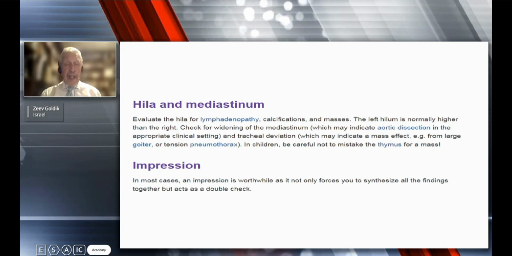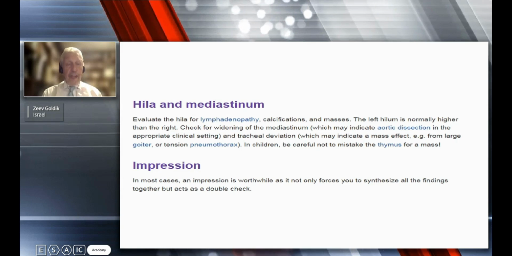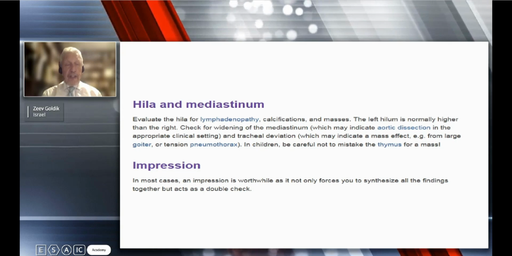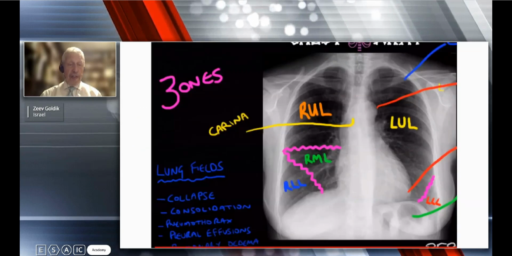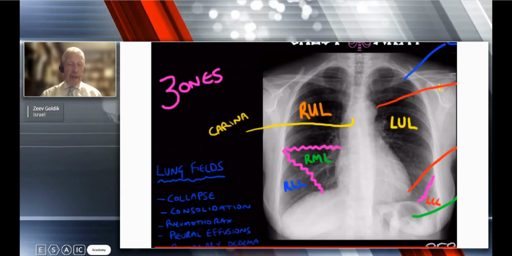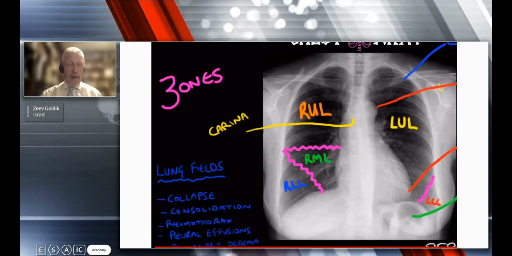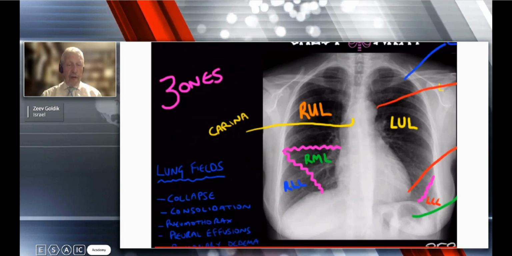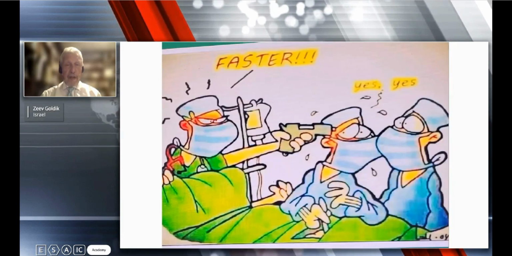And just at the end, only at the end, we can reach the diagnosis and say what is our final impression of this chest X-ray. And we can see, for instance, this is a collapse, atelectasis, or a consolidation, or pneumothorax, or pleural effusions, pulmonary edema, etc.